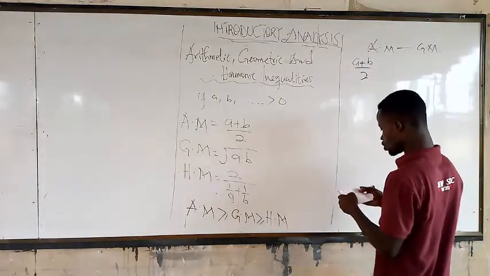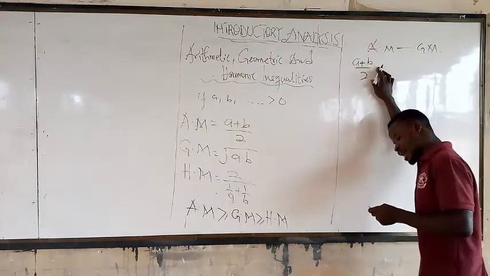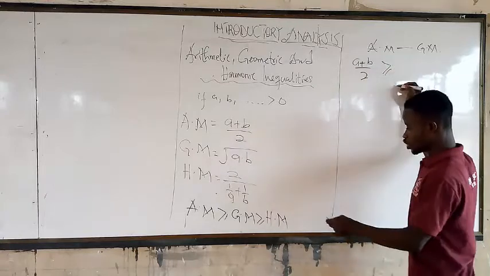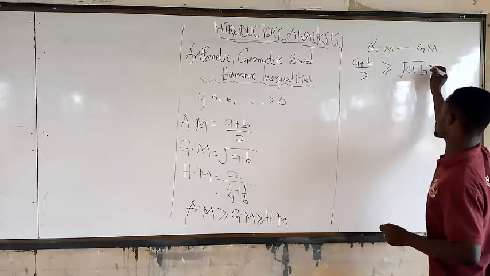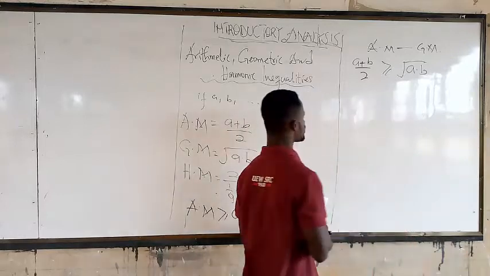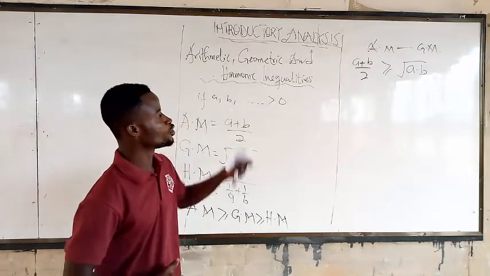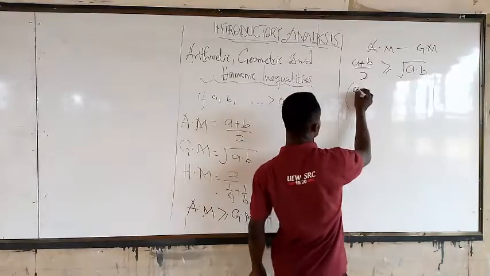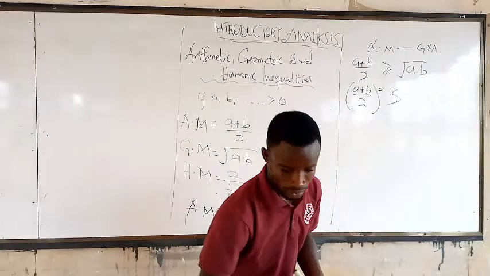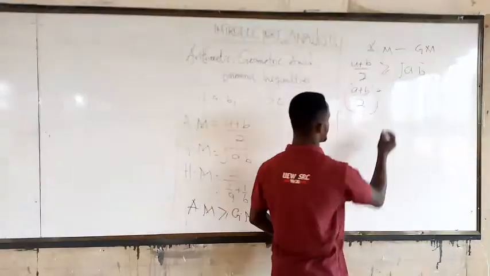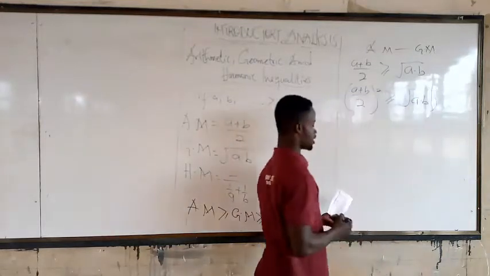So we are going to assume that A plus B over 2 is greater than or equal to the geometric mean. And the geometric mean is what? Square root of A times what? The B. Very good. So here we apply our algebra. To remove the square root, what will you do? You square both sides. So A plus B over 2 all squared is greater than or equal to the square root of A times B all squared.